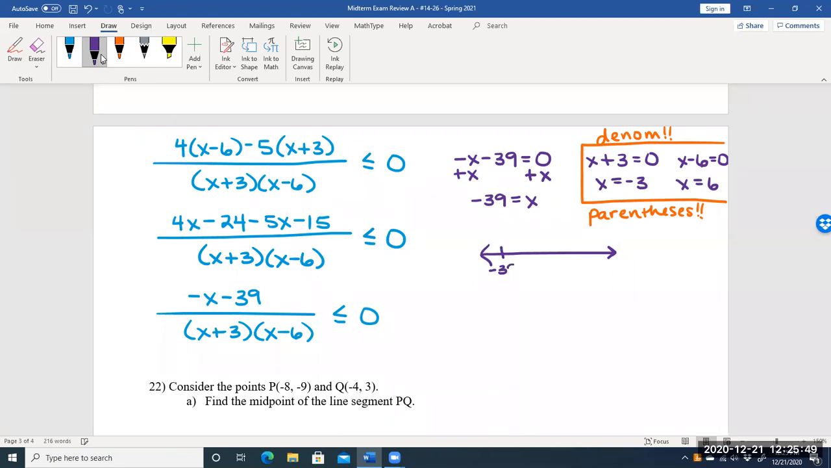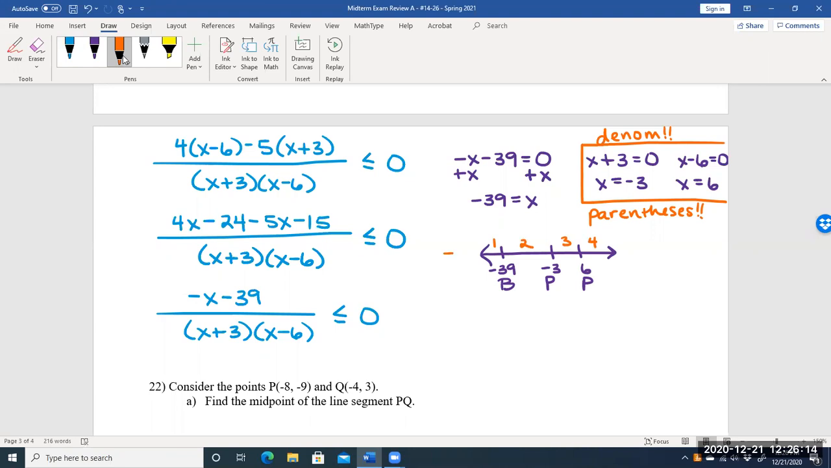So -39 makes the numerator 0, and that's okay. We can have a numerator of 0. We just can't have a denominator of 0. So this can have brackets by it, but parentheses here and parentheses there. We see this issue with rational inequalities, or inequalities that contain fractions.